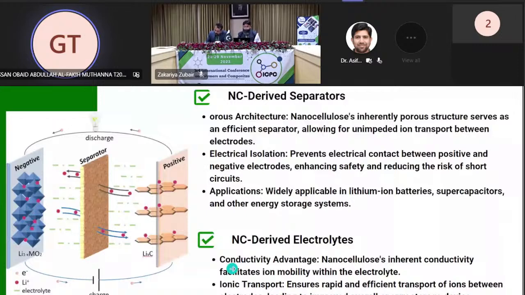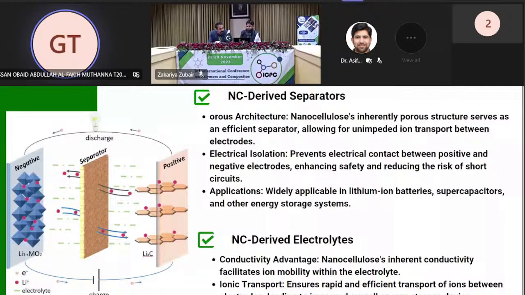And now let's move to the nanocellulose-derived electrolytes. Its main advantage is conductivity, as nanocellulose's inherent conductivity facilitates ion mobility within the electrolyte. Ion transport ensures rapid and efficient transport between ions and electrons, leading to improved overall energy storage device performance and also battery life longevity. Versatility: it's suitable for use in various battery chemistries, contributing to advancements in lithium-ion batteries, lithium-sulfur batteries, and beyond that.